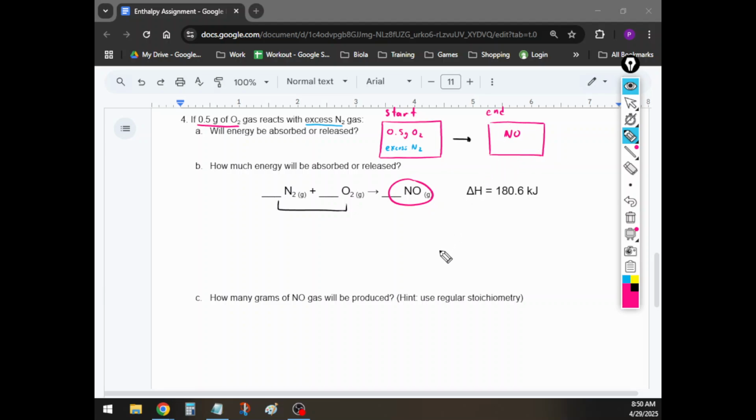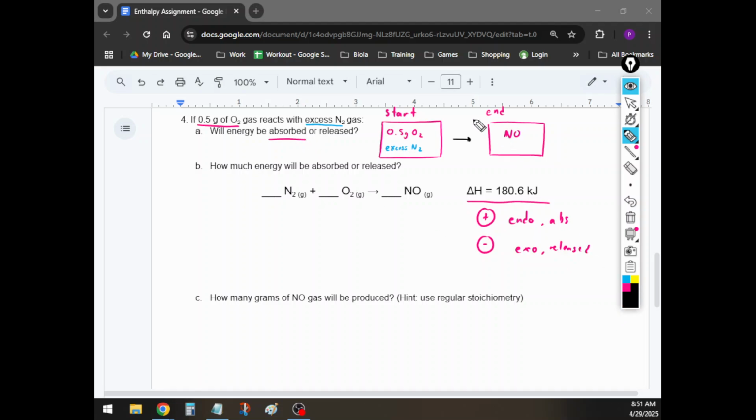What we're trying to figure out first is whether energy is going to be absorbed or released. This is what we learned last time. If you take a look at the energy, it tells us that the enthalpy of the equation is 180.6 kilojoules. So we have to look at whether this is a positive or negative number. This is positive, so is energy being absorbed or released? It's being absorbed. If it's a positive number, it means that it is endothermic. Energy is being absorbed. If it's a negative number, it's exothermic. It's being released. So in this situation, energy is being absorbed.